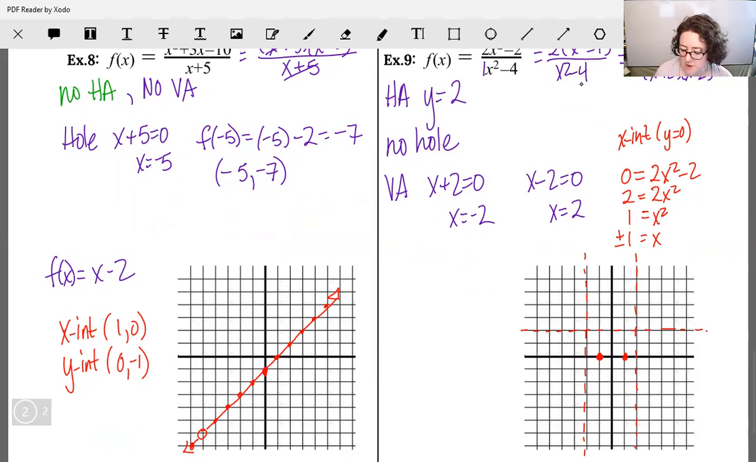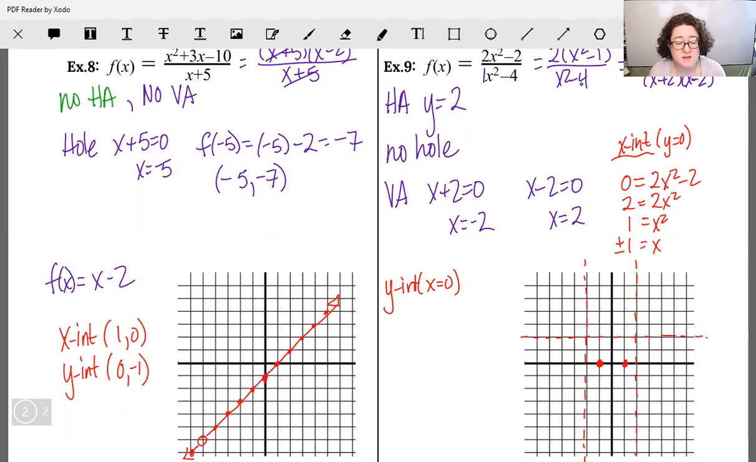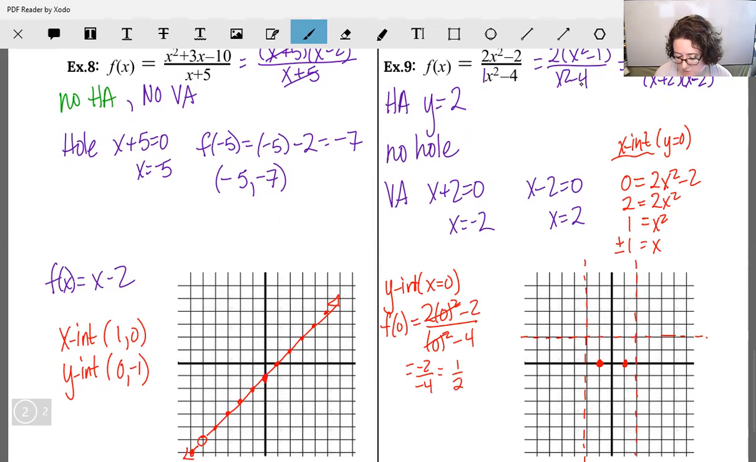And so now let's look for our y-intercept. So y-intercept means x equals 0. So plug your x equals 0 into your function. I'm going to go ahead and write out my original function just in case I didn't factor it properly. So f of 0 would be 2 times 0 squared minus 2 over 0 squared minus 4. Well, that cancels out the first terms. So we have a -2 over -4, otherwise known as a positive 1/2, which is going to be my y-intercept.